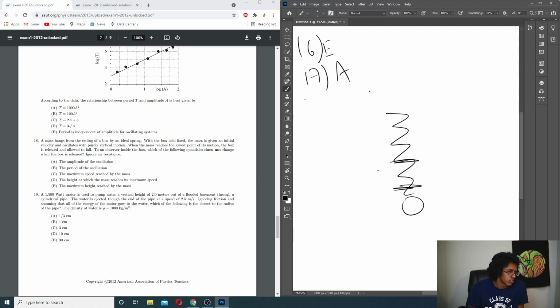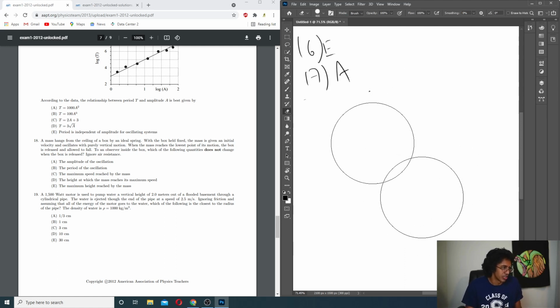Maximum height reached. So, I mean, if D is true, or which of the following did not change? Wait, oh, then are we just done? Isn't it literally just B because of the same reasoning? Should be B, pretty sure. Alright, B.